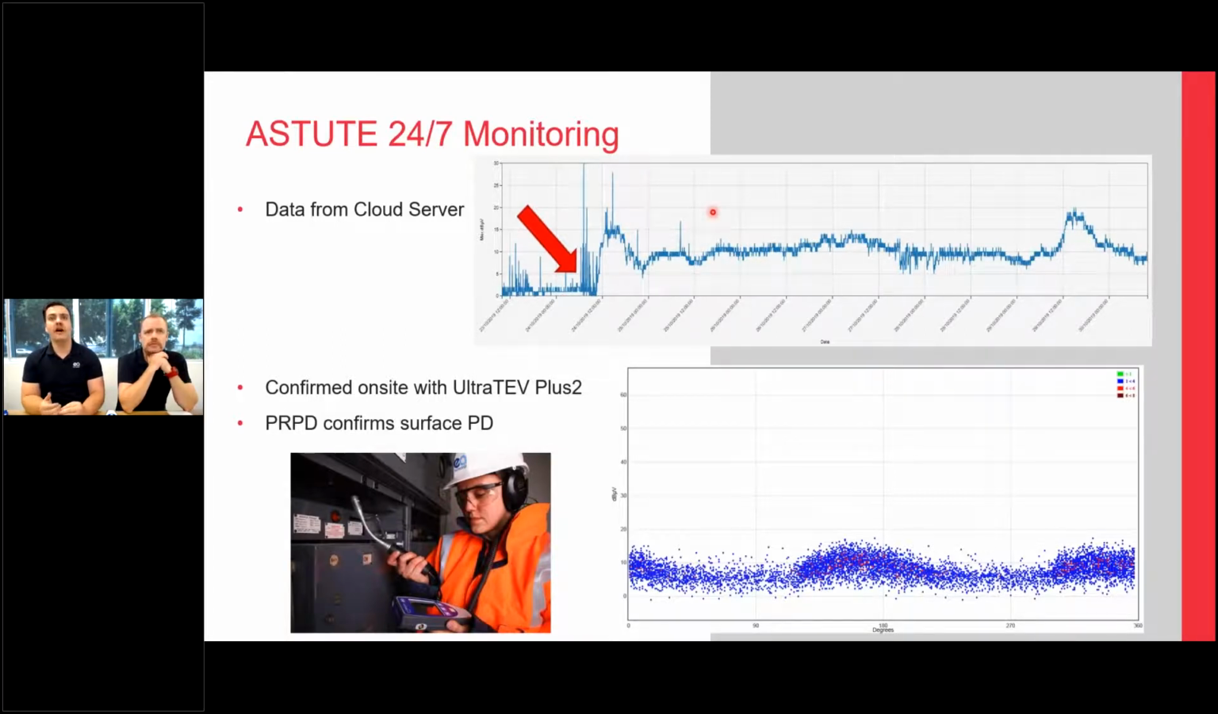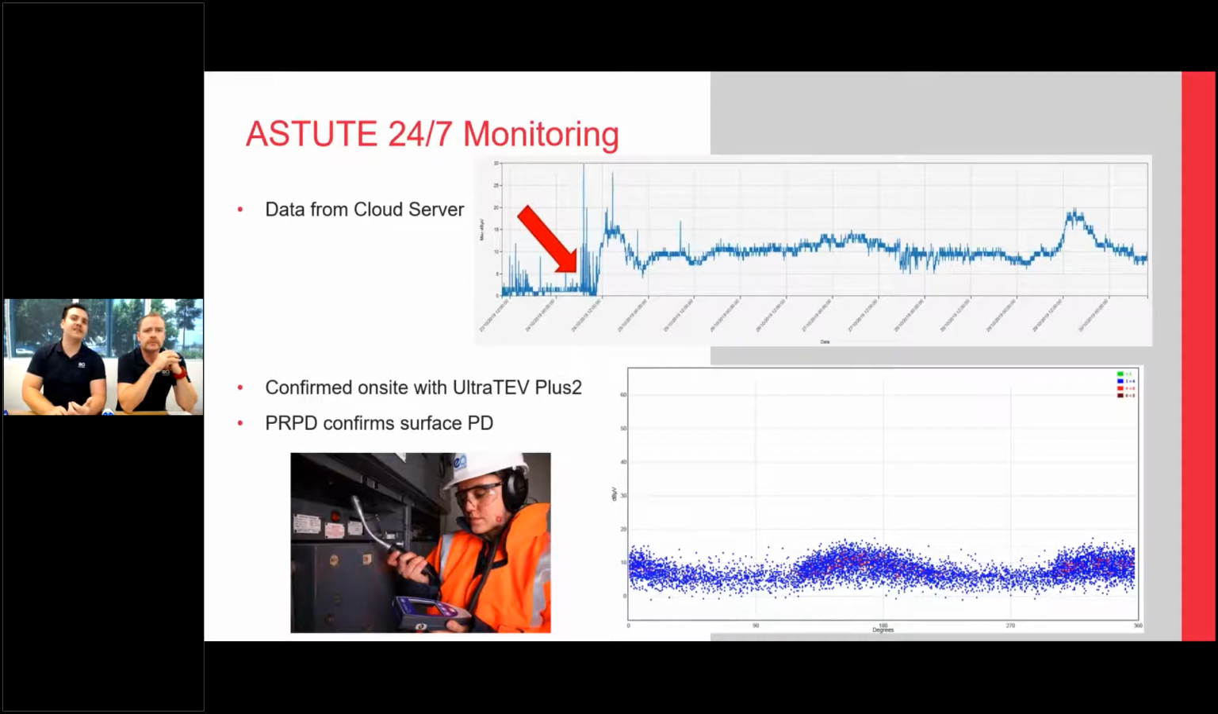We were able to log in, analyze the data, listen to the ultrasonic sound file, and determine we believed it was genuine PD. We were able to quickly contact the client and ask them to attend site to perform a survey on the same area with the UltraTEV +2 to confirm that the PD source is present.